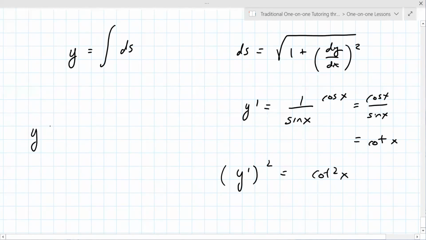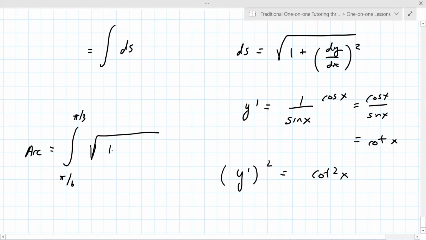So your arc length, sorry, that's wrong. It's not y, it's your arc length. Your arc length is the integral from pi over 6 to pi over 3, because that's given, of the square root of 1 plus cotangent squared x dx. I don't recall if that's a trig one or not.